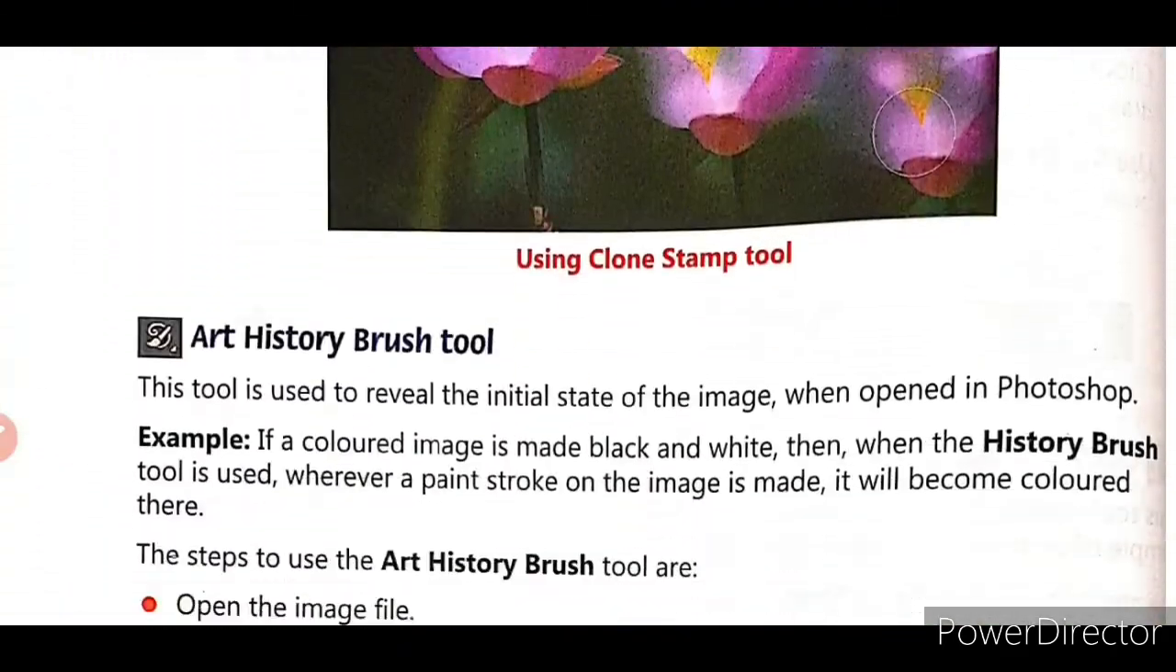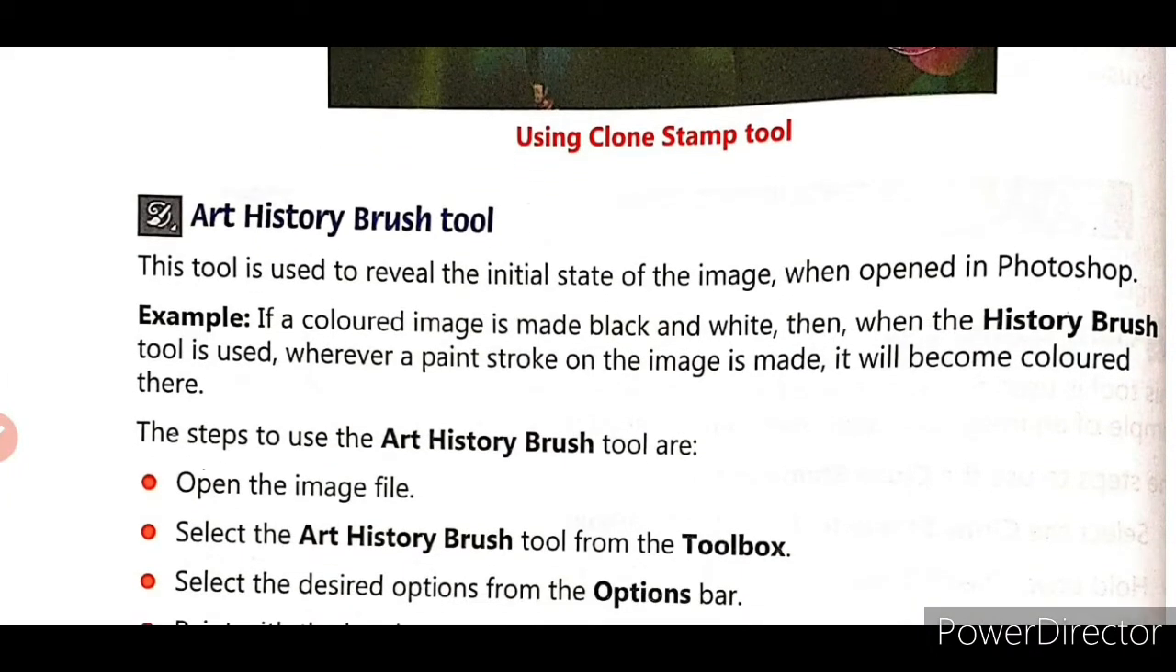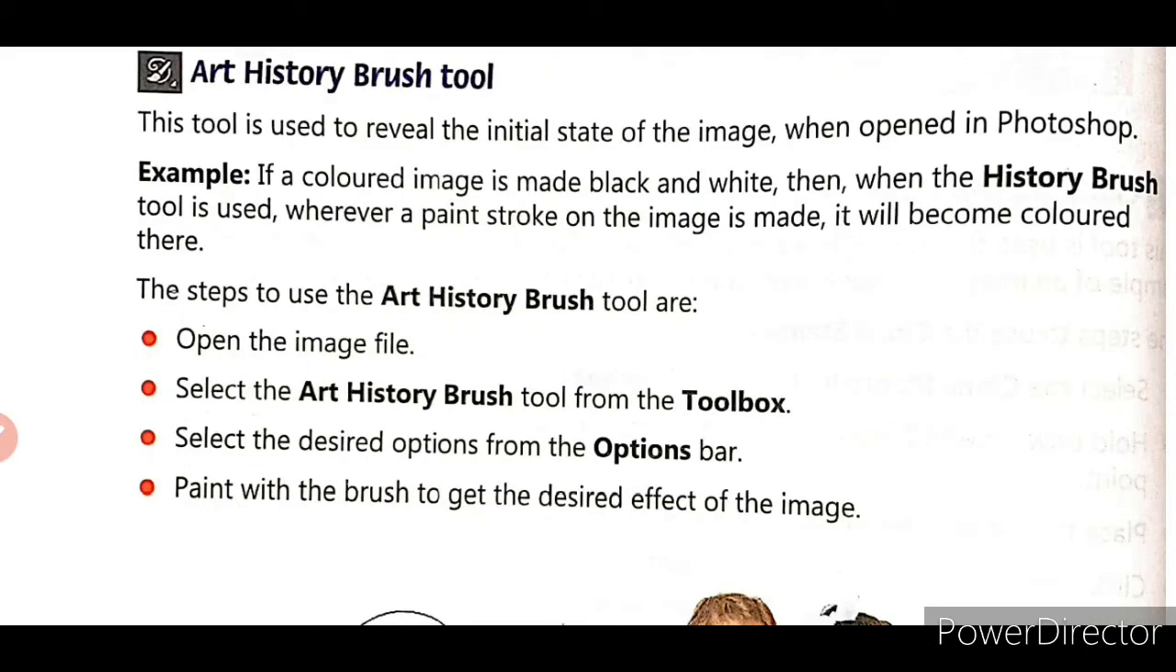So next we are going to see about the art history brush tool. This tool is used to reveal the initial state of the image when opened in Photoshop. See, when you open an image in Photoshop, when you use this art history brush tool, it reveals the initial state of the image, the image that appeared before. That can be created using this art history brush tool. Clear? See one example. If a colored image is made black and white, then when the history brush tool is used, wherever a paint stroke on the image is made, it will become colored there.